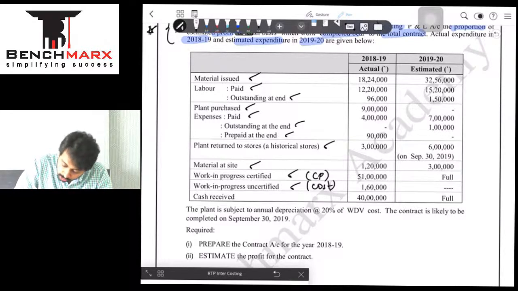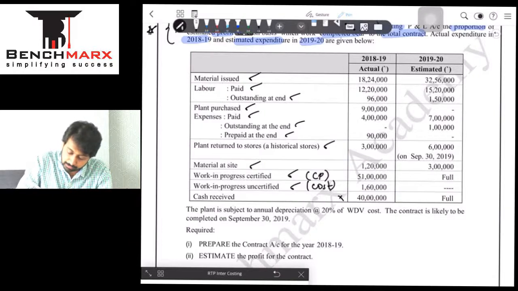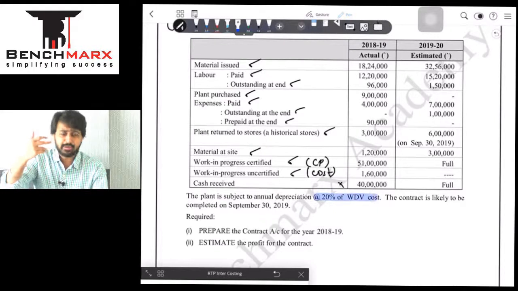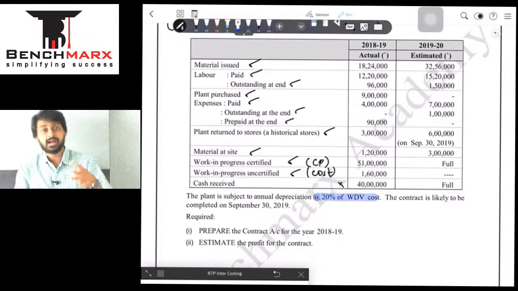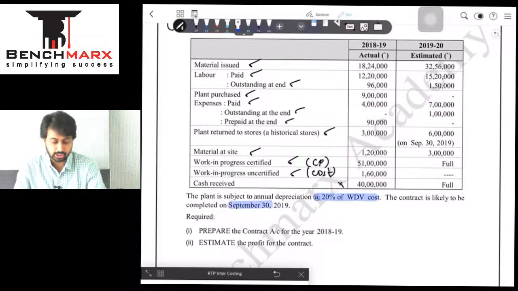This will have no relevance in the contract ka ledger. What do we have to do? Okay, the plant is subject to depreciation at 20% of WDV. So depending on the cost of plant, depending on the plant returned, depending on the WDV ka rate, we will get the depreciation content. Theek hai. The contract will be getting over on September 30, 2019.